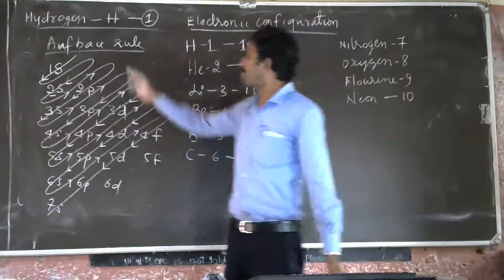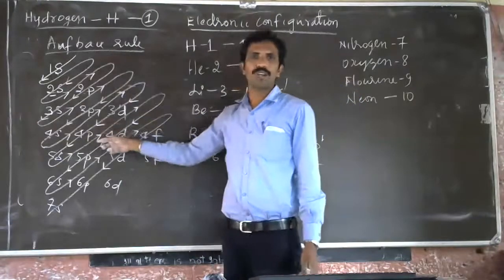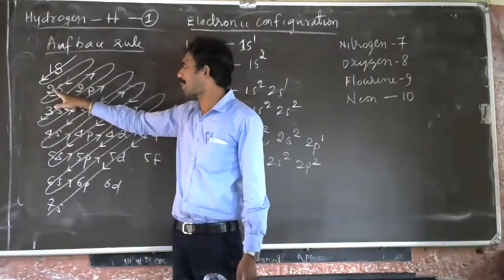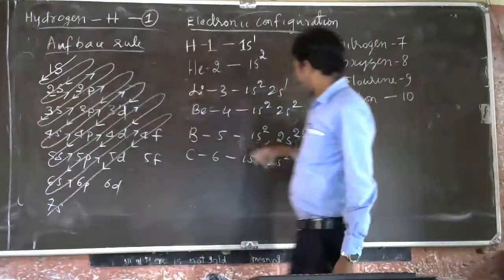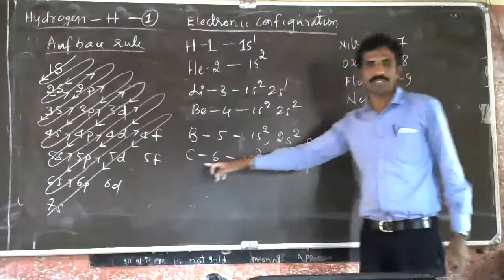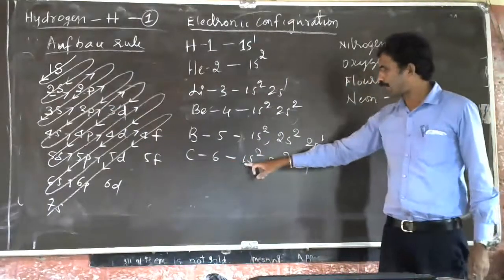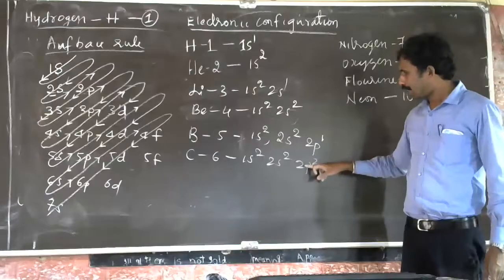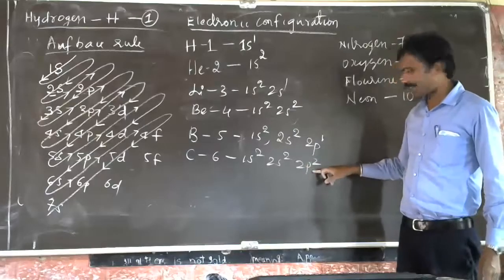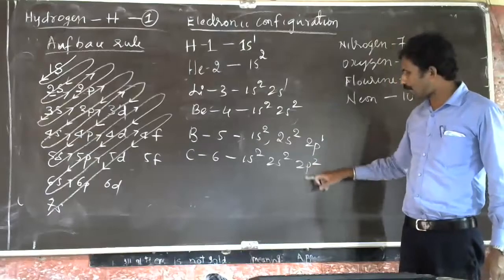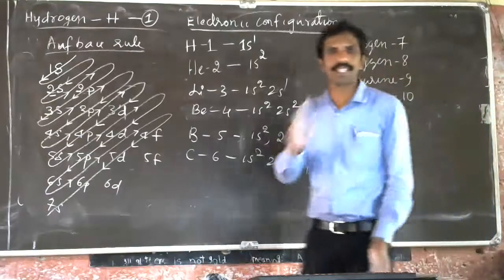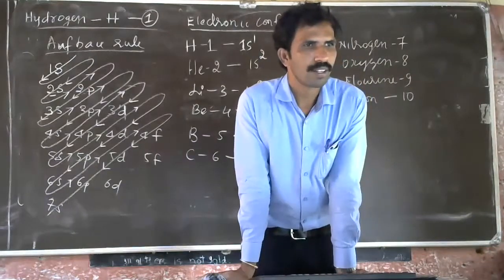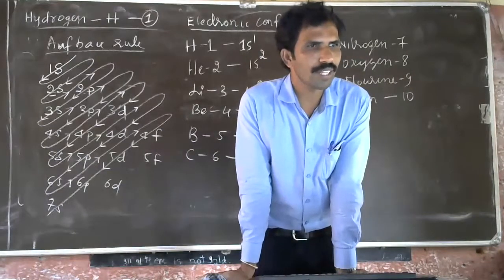Follow this Aufbau rule. This is the rule you have to follow. 1s is occupied first, then 2s will be occupied, then 2p. If I write carbon, 1s2, 2s2, 2p2, means 2 electrons are occupied. What is the capacity of p? Capacity of p is 6. 6 electrons can be occupied. Show me the electronic configuration of nitrogen.